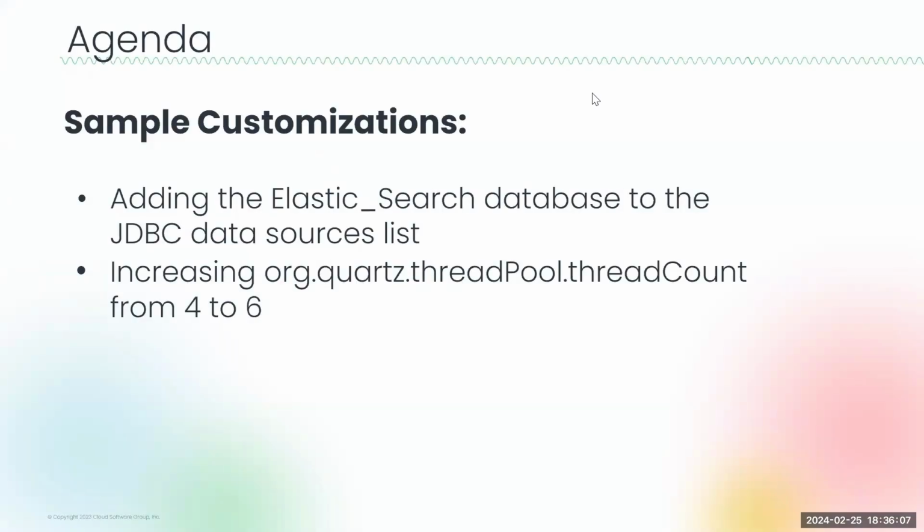Agenda for this video. Here we will show how to apply two simple customizations. First one, adding the Elasticsearch database to the JDBC data source list. By default, it does not show the Elasticsearch database in the JDBC data source list in the JRS application. Second one, increasing the thread count from 4 to 6. This is the number of concurrent scheduled jobs that can execute the reports. Let us see this in the demo section.